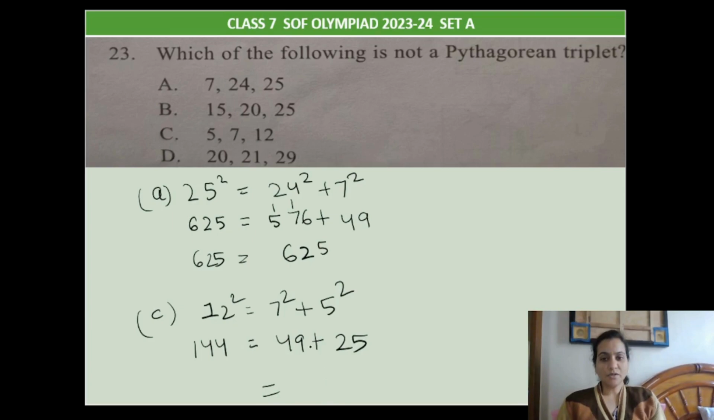So 49 plus 25 will be, 9 plus 5 will be 14. 1 gets carried over. So it is 4 plus 3, which is 74. Now 144 is not equal to 74. So these three numbers, 12, 7 and 5, do not form a Pythagorean triplet. So option C is the correct answer for question number 23.